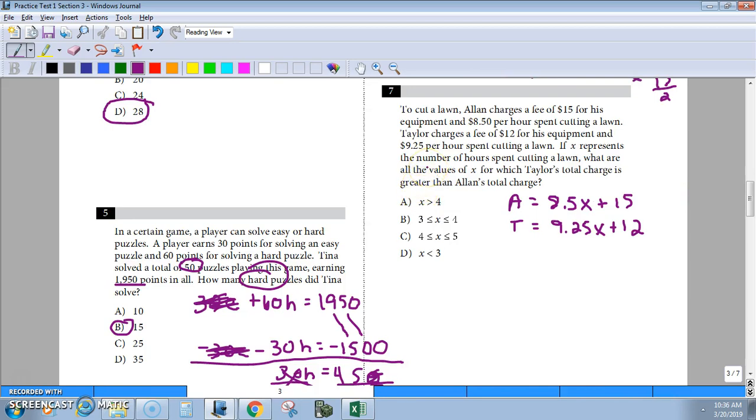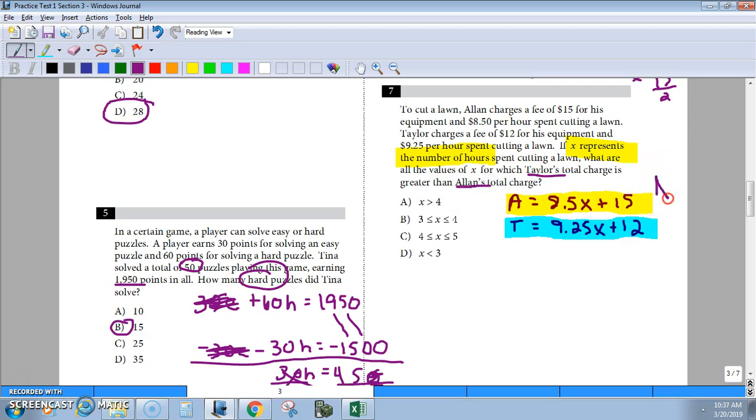All right, you guys, so Alan and Taylor are cutting lawns, and they have this little business. Each one, Alan, if you look down here, I'll highlight him in yellow, is $8.50 per hour, where X is hours, and it says that up here, X represents the number of hours, plus $15 for equipment. And Taylor is $9.25 per hour, so a little more per hour, but a little less for equipment. The question is asking us, which equation here on the side shows us values of X for which Taylor's total charge is greater than Alan's.